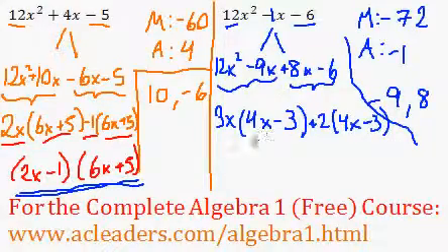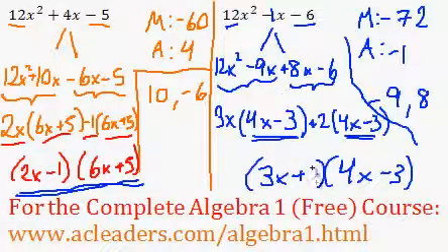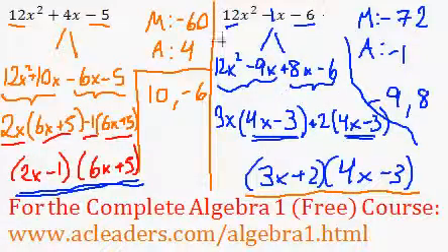Here we go. So these are the similar terms that we can just write once in the answer. And over here we have 3x plus 2. And this is our final answer, 3x plus 2 times 4x minus 3, which is the factored form of 12x squared minus x minus 6. That's it.